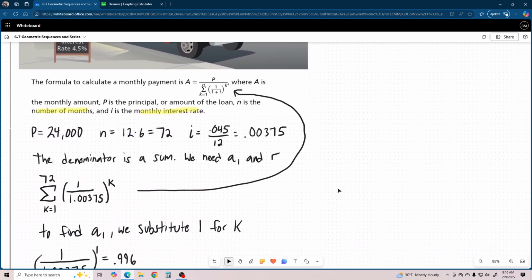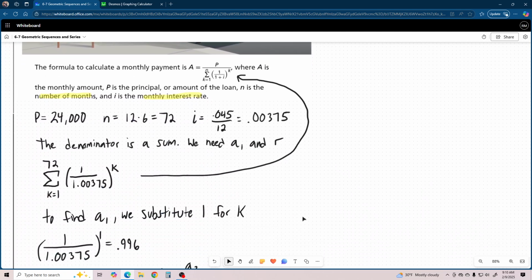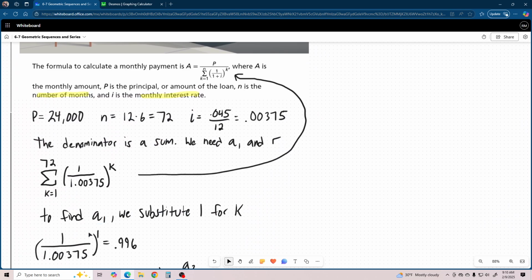But we can find the second number the same way we found the first number. If we found a sub 1 by plugging in 1 for k, we essentially didn't have to worry about all of this, because anytime you raise something to the first power, it's going to be itself. So we took the k, made it equal to 1, and we solved. If we take this k and make it a 2 and then solve, we'll find a sub 2.